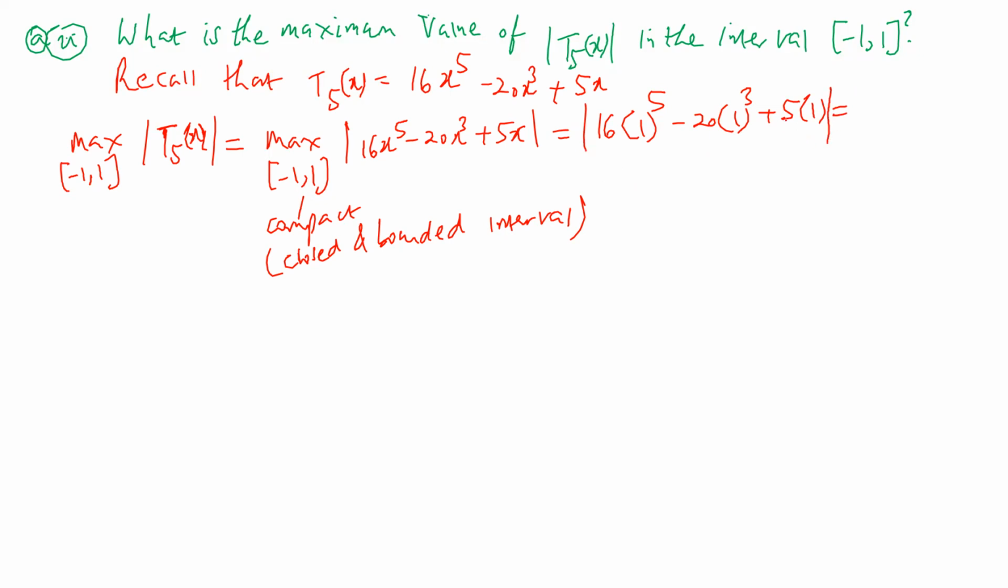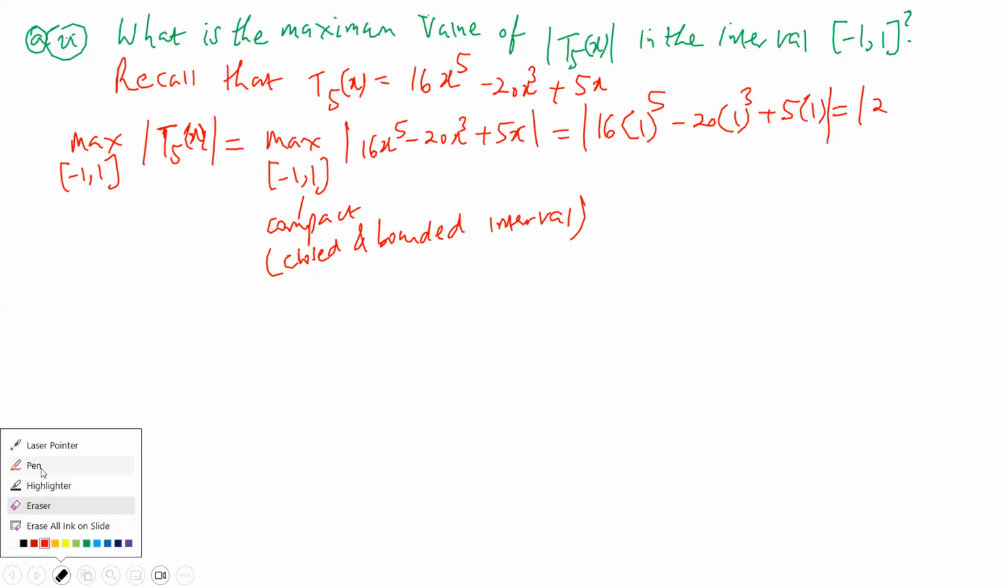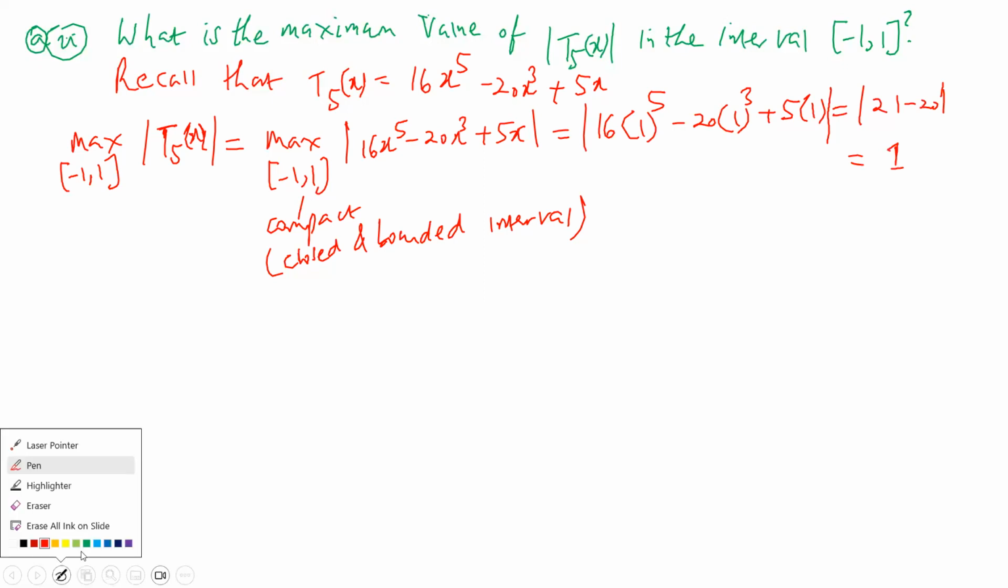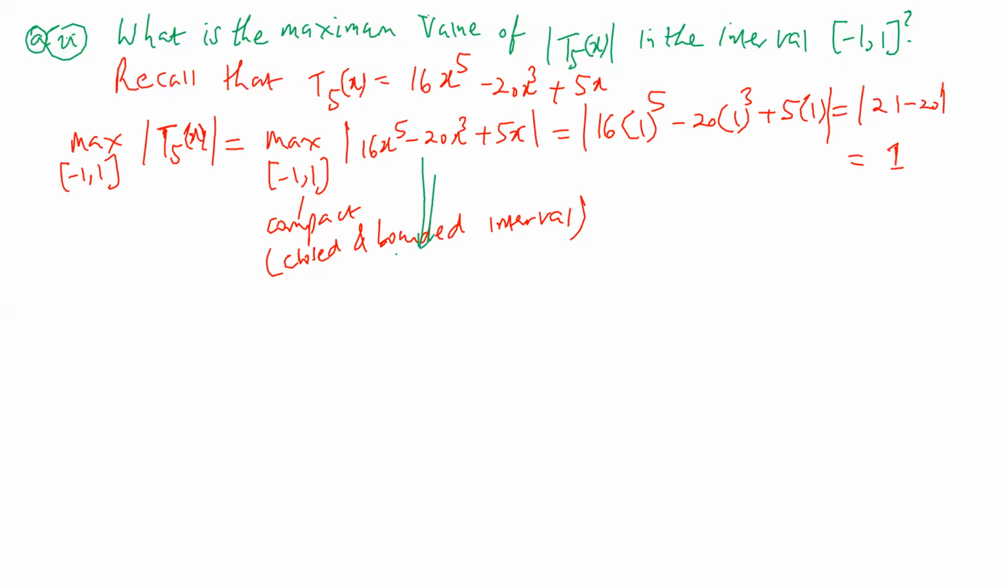So this one is exactly 21 minus 20, and 21 minus 20 is 1. So the maximum value is 1. A couple of things you can look at: you need to substitute values of x in the interval until you get the largest one, but you understand that the maximum is obtained mostly at the extremes of the interval.